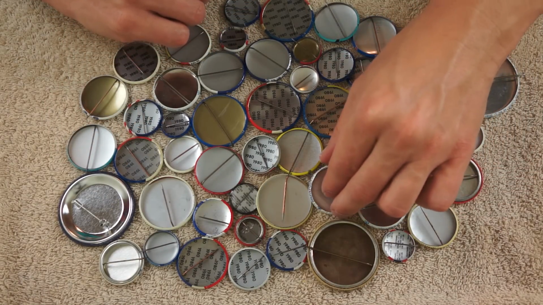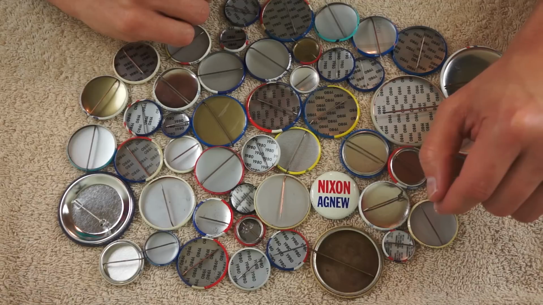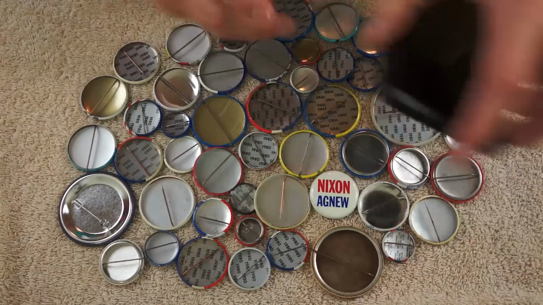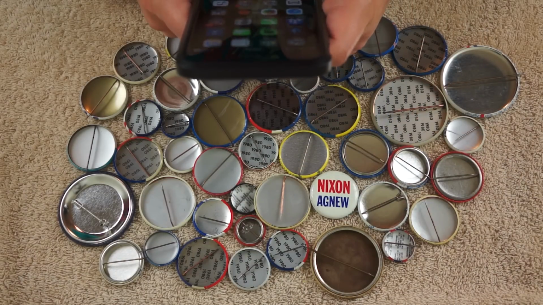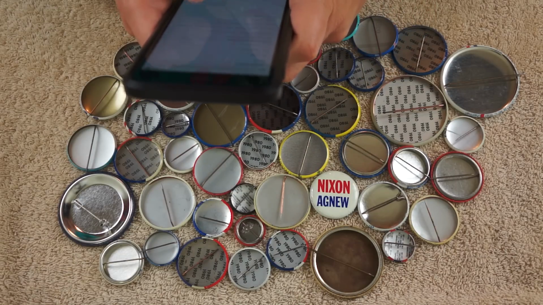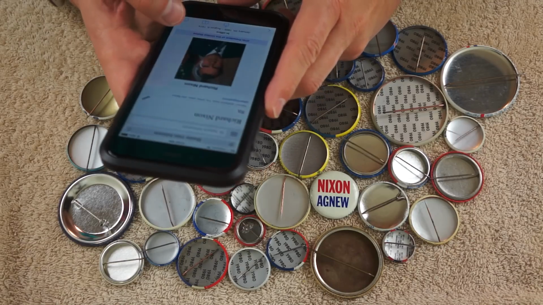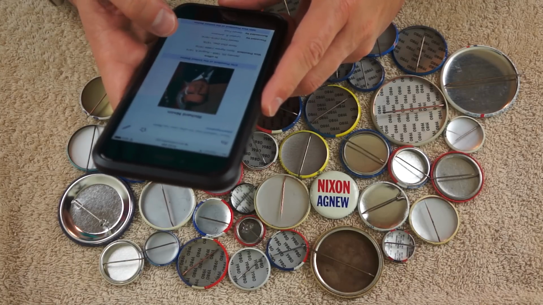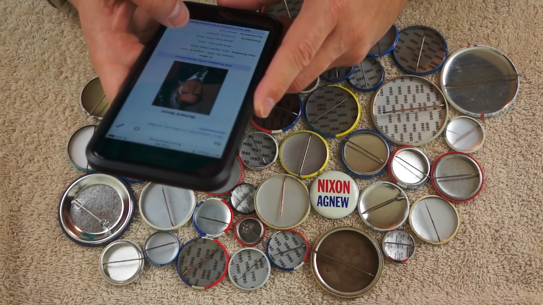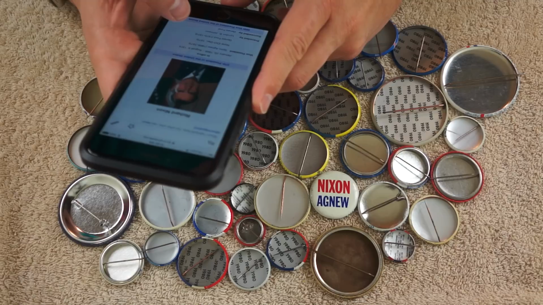So let's start with, that one's pretty obvious. Nixon Agnew. Nixon ran for president several different times, most famously against John F. Kennedy. Let's look up Nixon here. Here we go. Here's a Wikipedia on Richard Nixon. He was the 37th president. He was in office from January 20th, 1969 to August 9th, 1974. So he was in office when I was born.